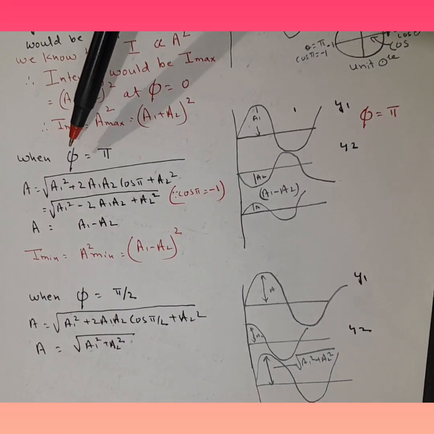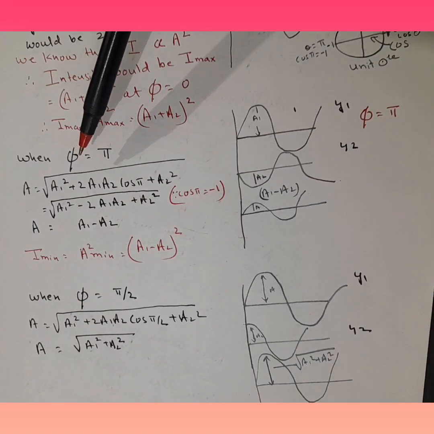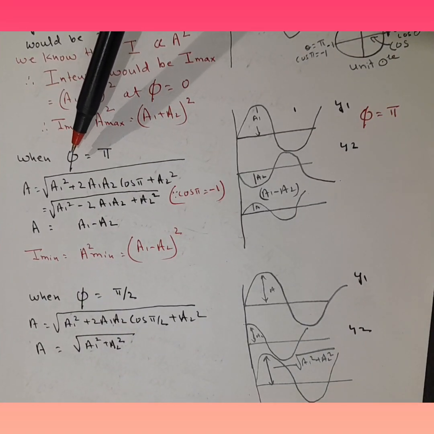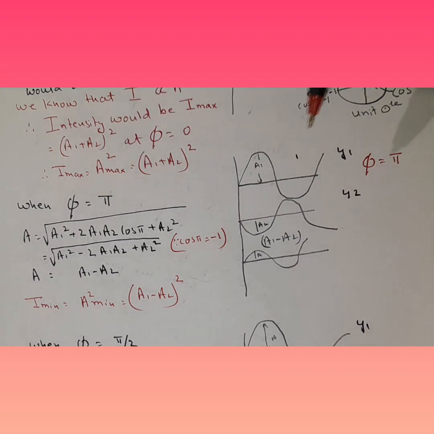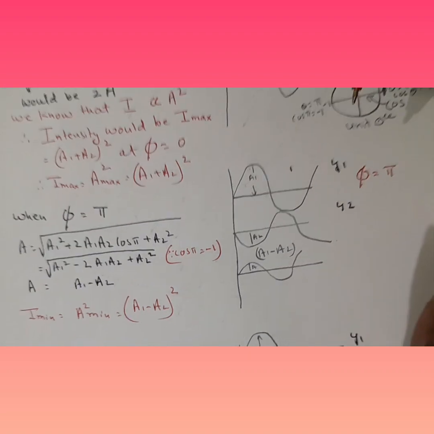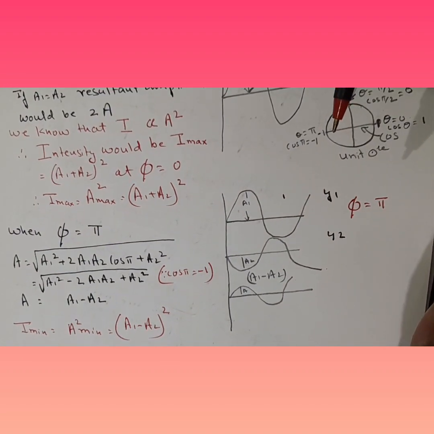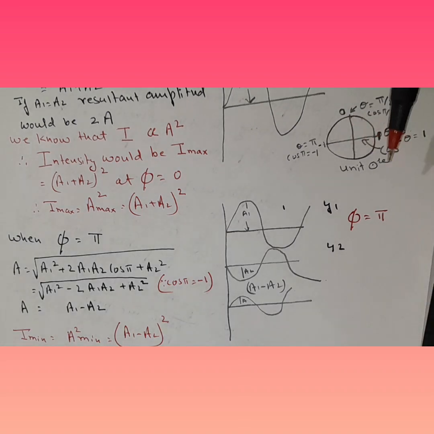Okay, in case of the second condition, what do we assume? We assume phase difference phi to be pi. Alright, now coming back to our circle. Now we are over here.